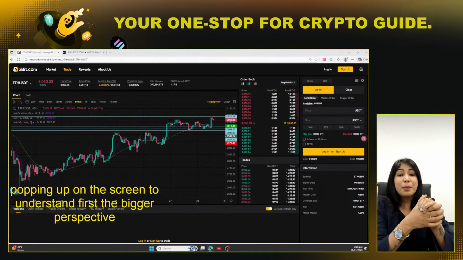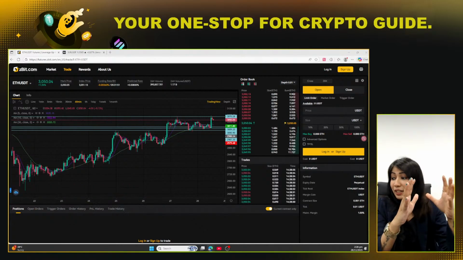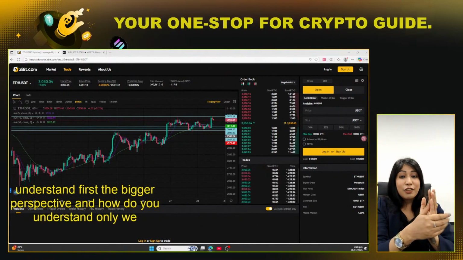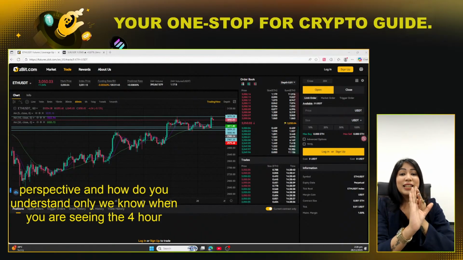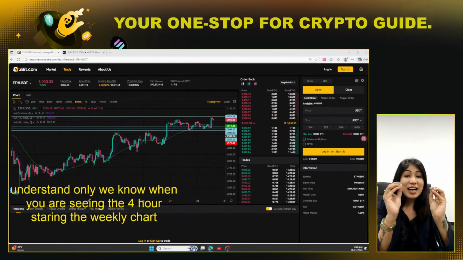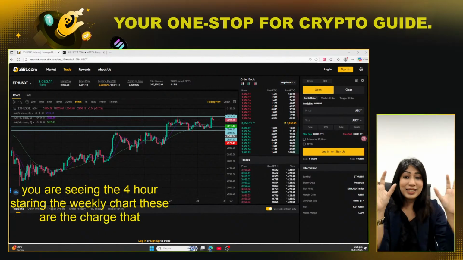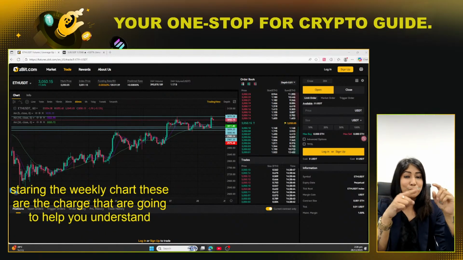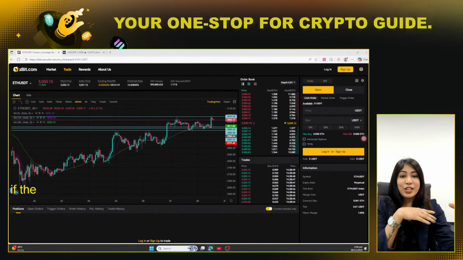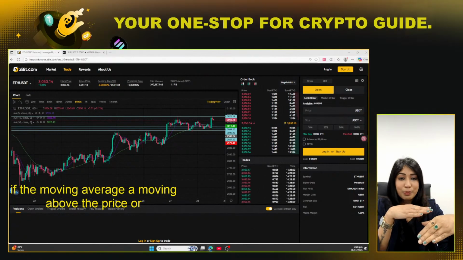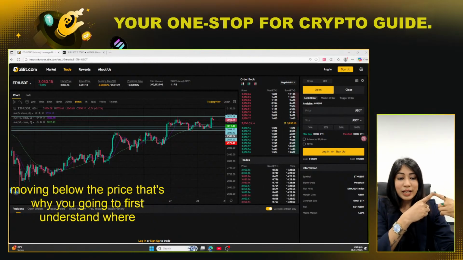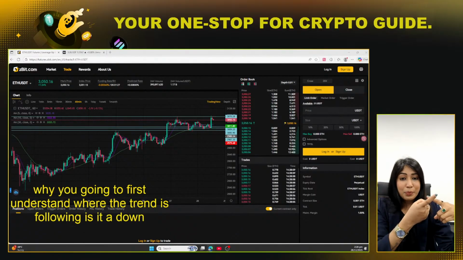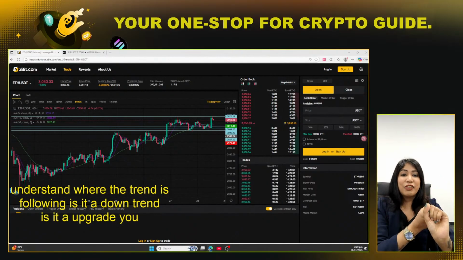And how do you understand the bigger perspective? It can only be known when you're seeing the 4 hour charts, the day charts, and the weekly charts. These are the charts that help you understand the overall bigger perspective, which means checking whether the moving averages are above the price or below the price. That's how you first understand where the trend is heading. Is it a downtrend? Is it an uptrend? You will be capturing that first.